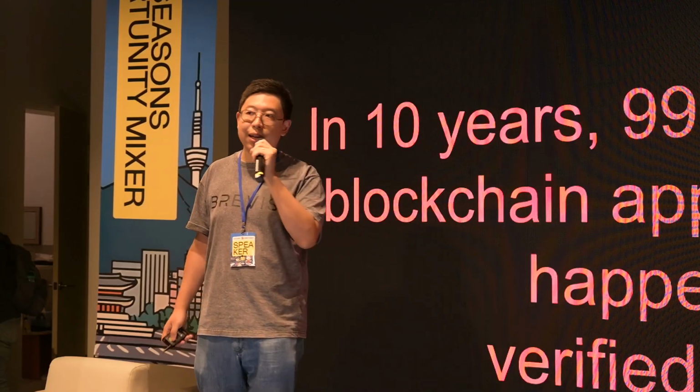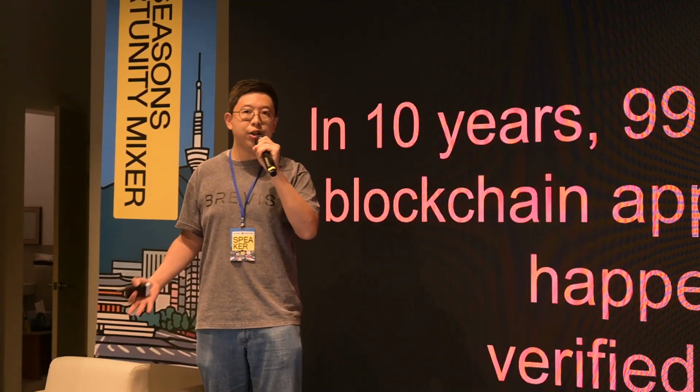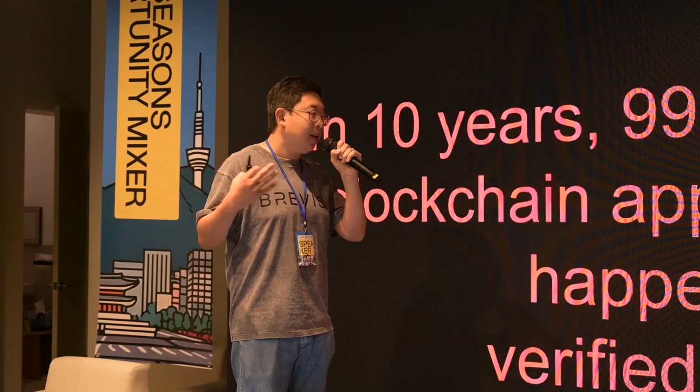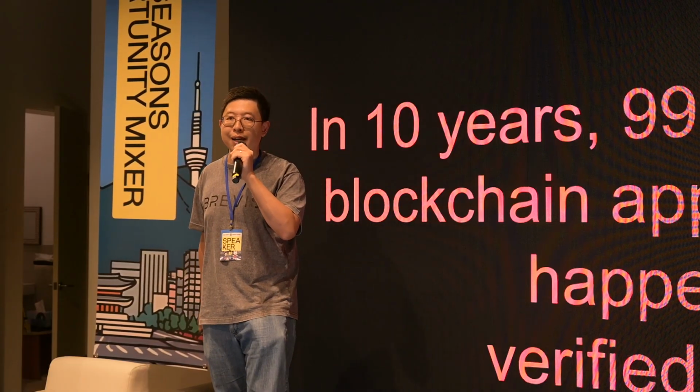So my prediction is that in 10 years, 99% of the blockchain application computing is going to happen off-chain, and it's going to happen in a verifiable way, verified by ZK proof and hopefully by Brevis.